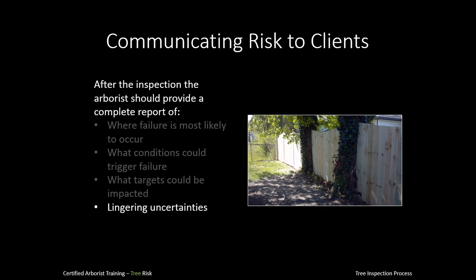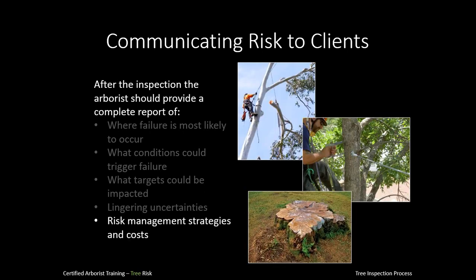And then lingering uncertainties. If you have a fence blocking half the tree, you can't see what's on the other side. How are you supposed to do a full assessment? Especially if the neighbor has a dog or something there and they're not around to let you in. You just can't hop the fence and trespass. And then as part of the assessment, you offer some risk management strategies and the associated costs.